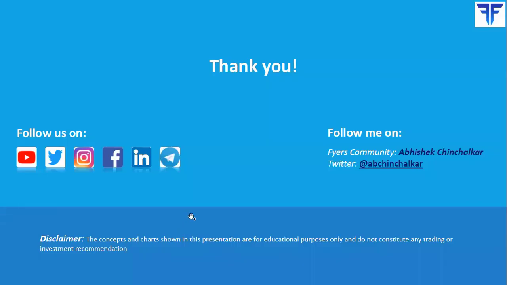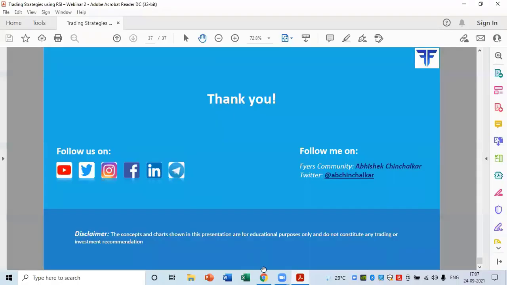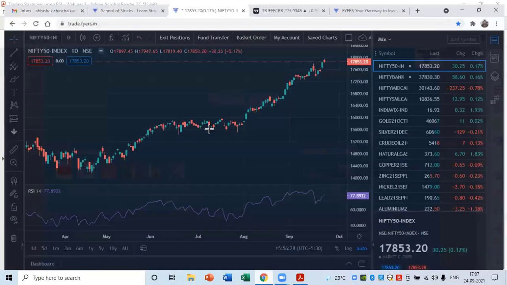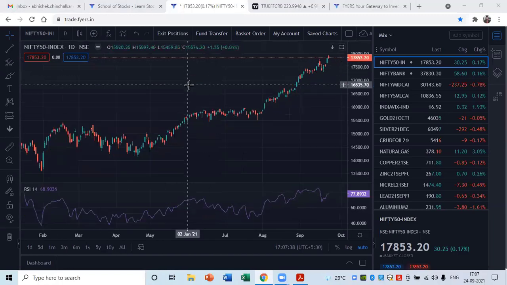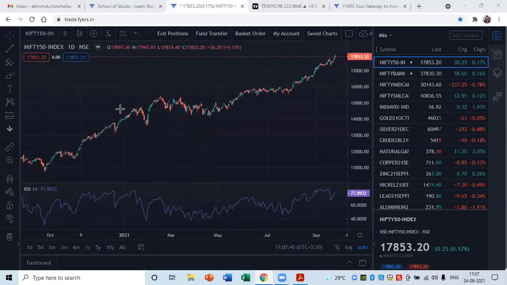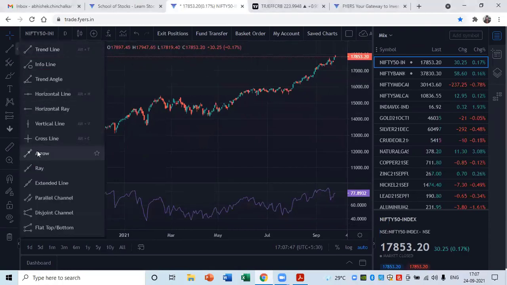So let me quickly go to the 1 minute chart. So this is the daily time frame chart of Nifty. The pattern that I spoke about, hidden divergence in Nifty, was this one.